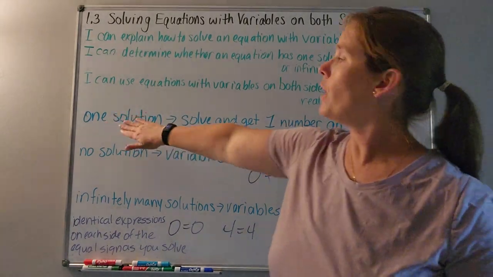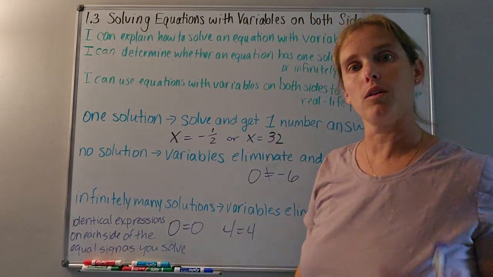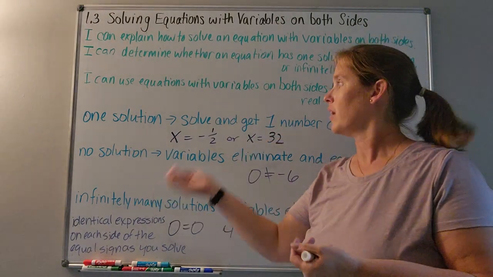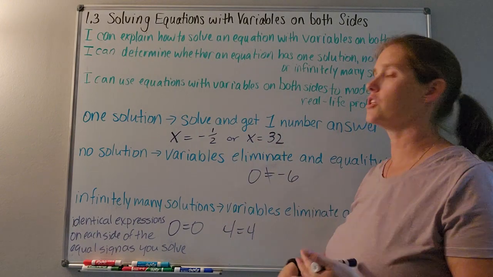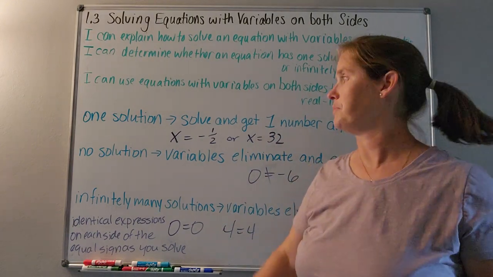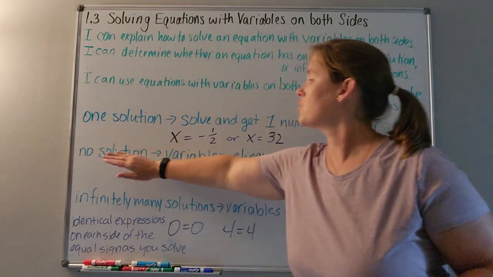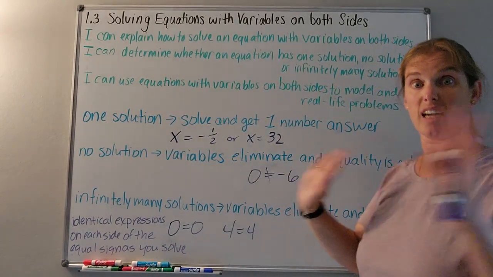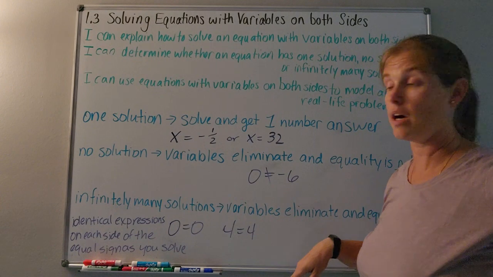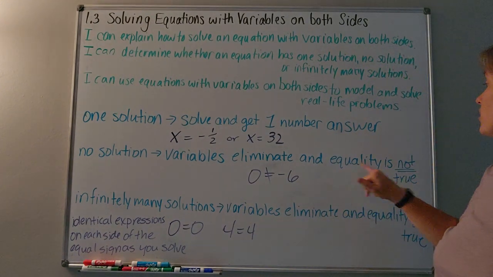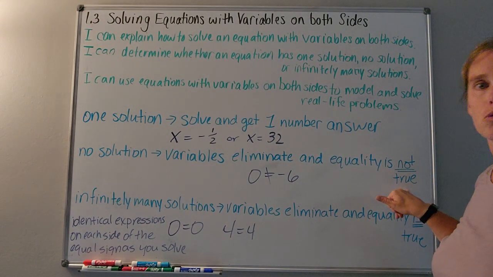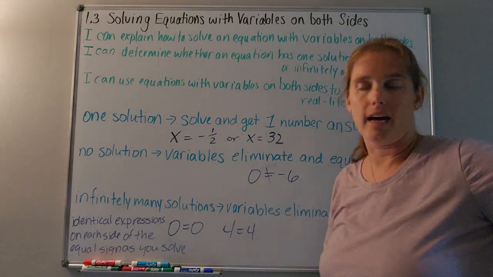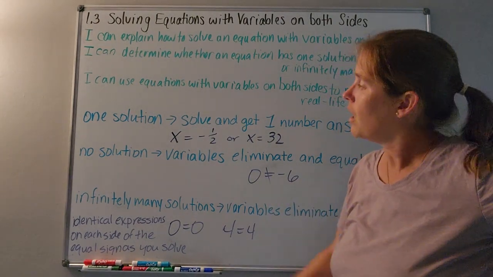All right, so one solution problems, that's what you've been working with all along here. You solve, you get variable equals a number. X equals -1/2, x equals 32, whatever I happen to throw out at you. Then you've got the new scenarios, no solution, where the variables eliminate, like the x's are gone, the y's are gone, whatever they are, they're gone. And the equality that's left is not true. You get something like 0 equals -6 or something like that.